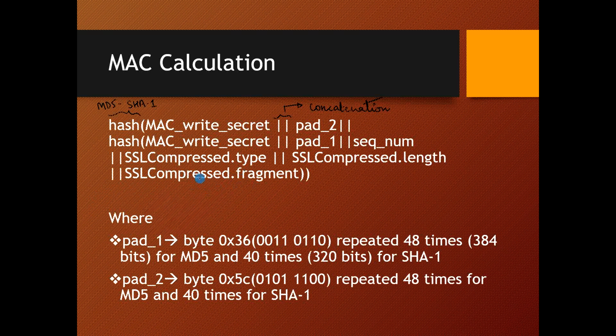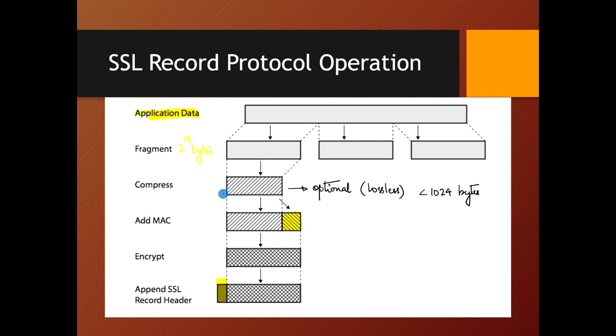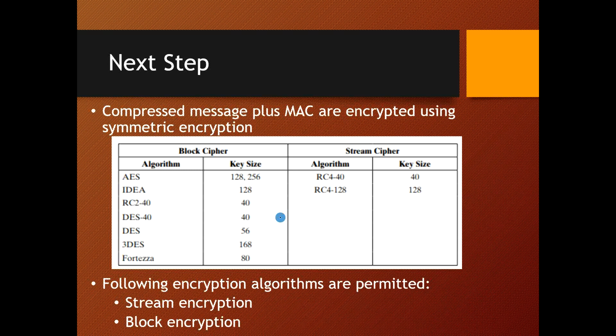So here it will be the plain text fragment if compression is not used. Now finally, once we generate the MAC, that is the message authentication code, what we are going to do is add the compressed message plus the MAC. If you can recall from the diagram, the compressed data or the message was added with the MAC. So we are going to do that, and then we are going to perform encryption.